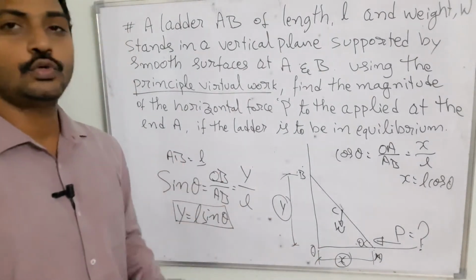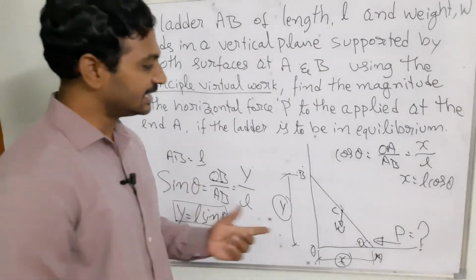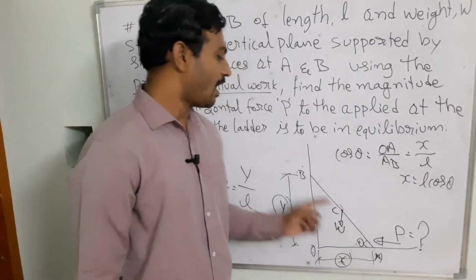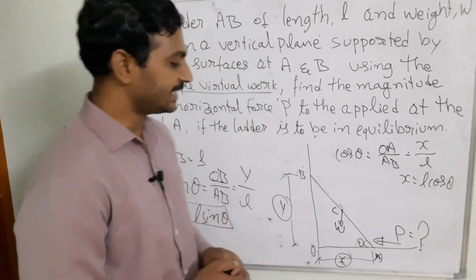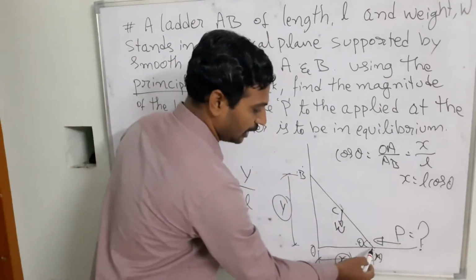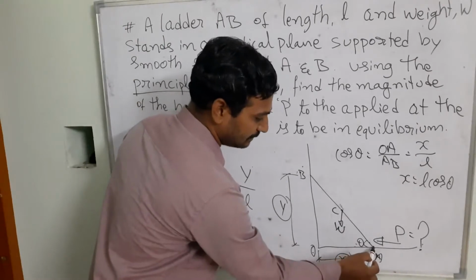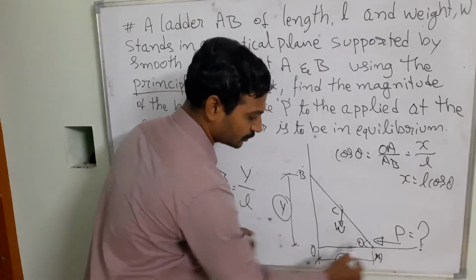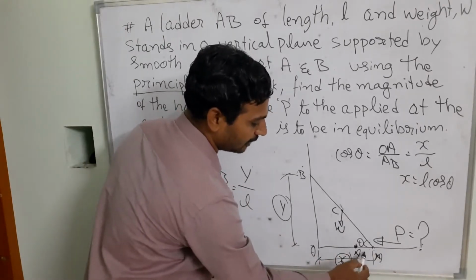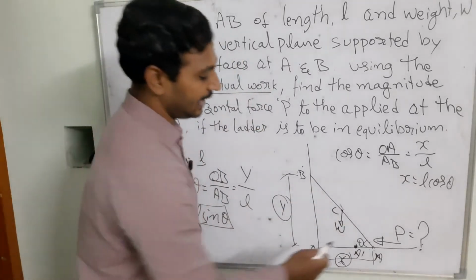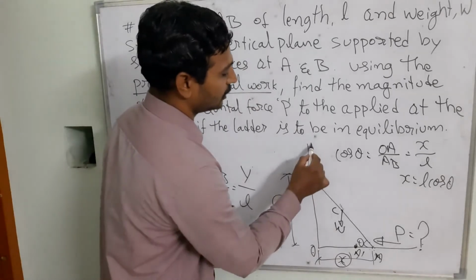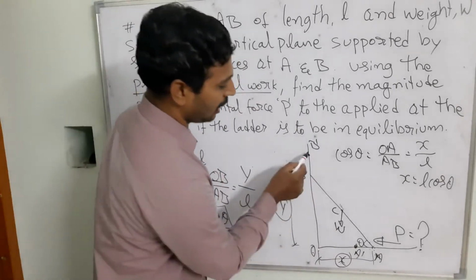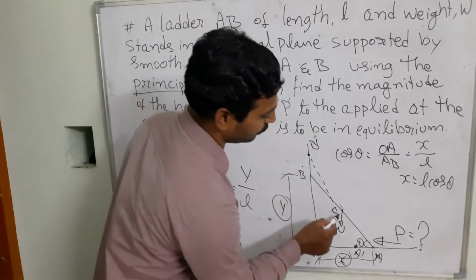Now what I am going to do is give an infinitesimal displacement at point A or at B, so that I can calculate the force P. When the force P acts at A, the displacement of A comes towards the left side, and this is called A dash. When A dash is there, automatically B is shifted to another position, which is B dash. Now I am going to join these two.